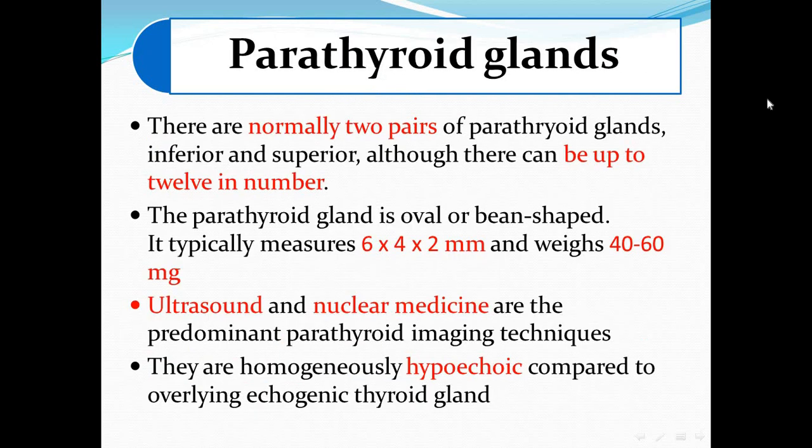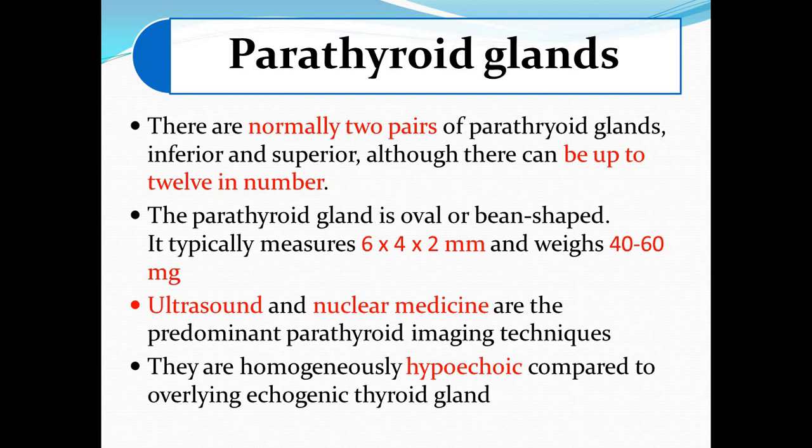Finally, we talk about the parathyroid glands. There are normally two pairs of parathyroid glands, two inferior and two superior. So they are found at the upper pole and the lower pole of each thyroid gland. But they can be numerous, up to 12 in number. They are oval or bean shaped, usually measure 6 by 4 by 2 millimeters and weigh 40 to 60 milligrams.